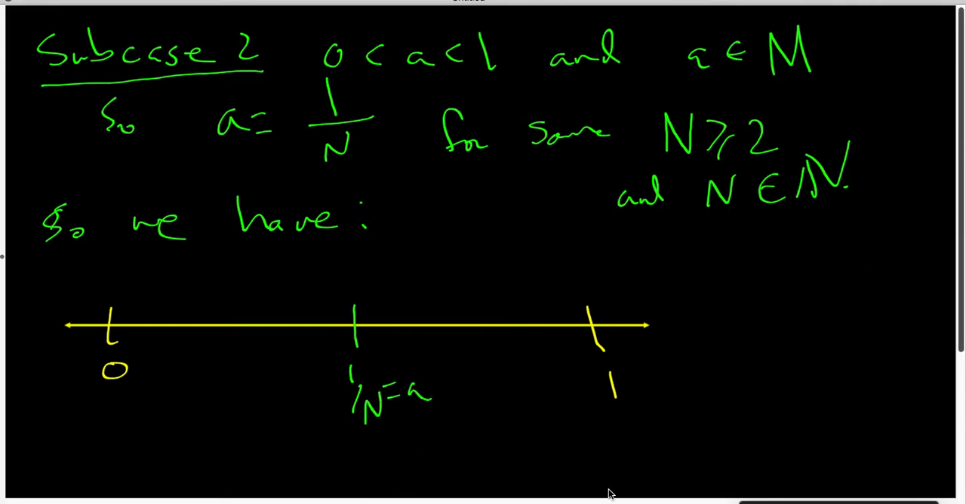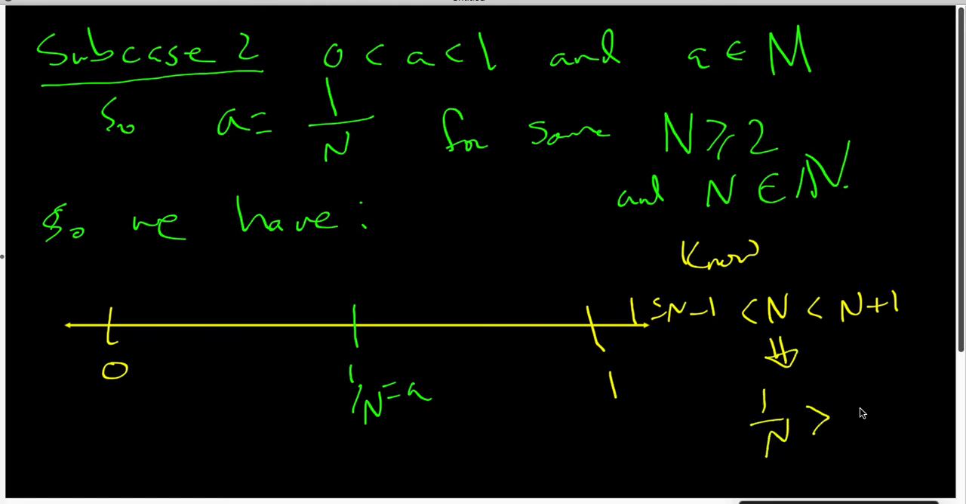Now, I also want to be thinking about this. I know that capital N is smaller than N plus 1, and it's bigger than N minus 1, and N minus 1 is bigger than or equal to 1. And that will imply that 1 over N is bigger than 1 over N plus 1, and it is smaller than 1 over N minus 1, and 1 over N minus 1 is less than or equal to 1. So we have this particular inequality, and I want to put that on my number line.